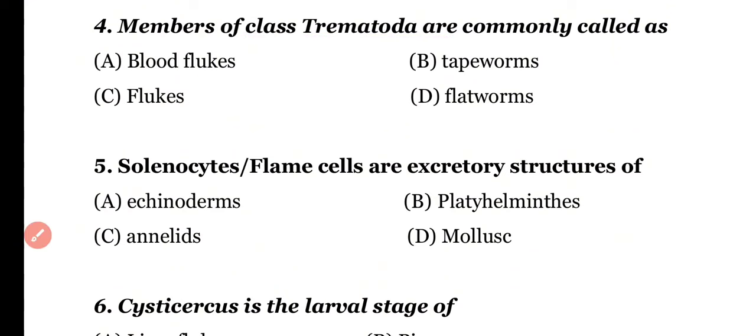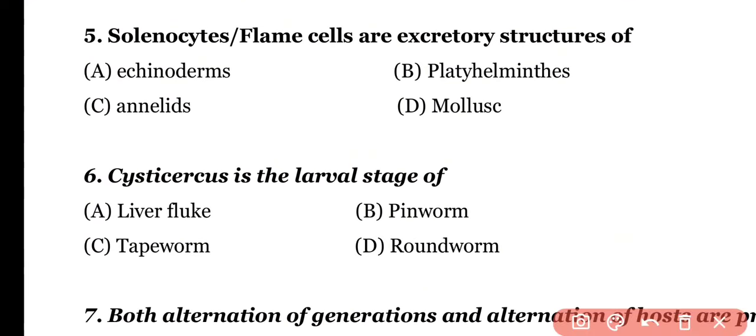Question number five. Solenocytes or flame cells are excretory structures of echinoderms, Platyhelminthes, annelids, mollusks. Correct answer is option B. Solenocytes or flame cells are the excretory structures of flatworms.